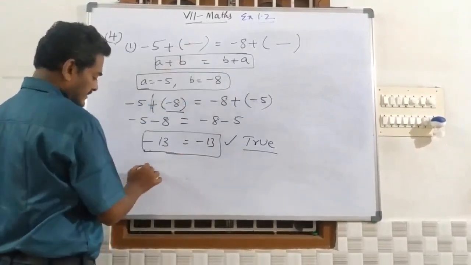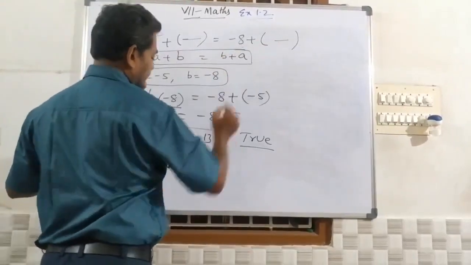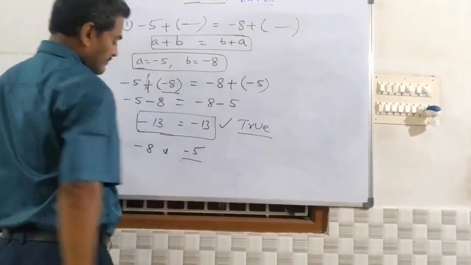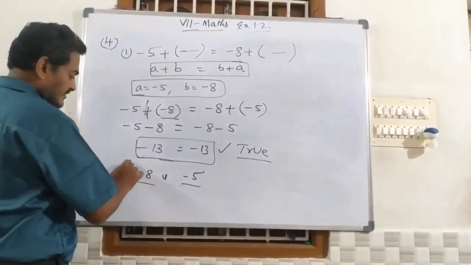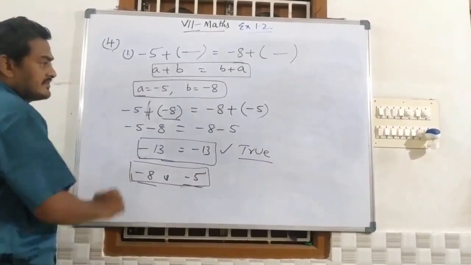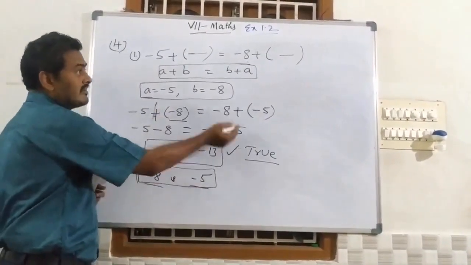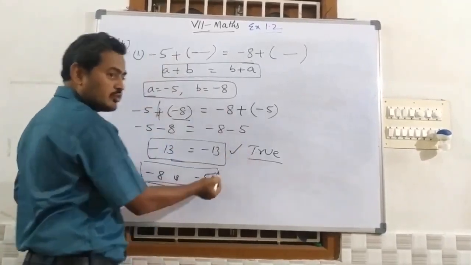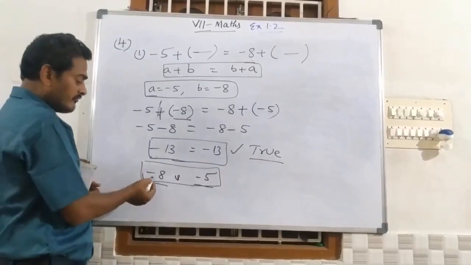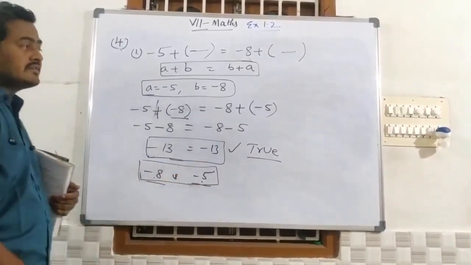Minus 8. And the second blank, what can you write? Minus 5. Minus 8 and minus 5. First blank, this is the answer, and the second blank, like this we can prove. And we also verify that after applying these two values, the statement is true, with the values of first blank minus 8, second blank minus 5.